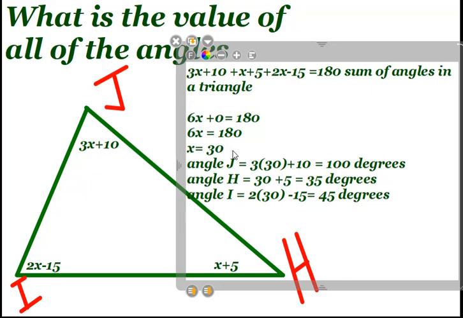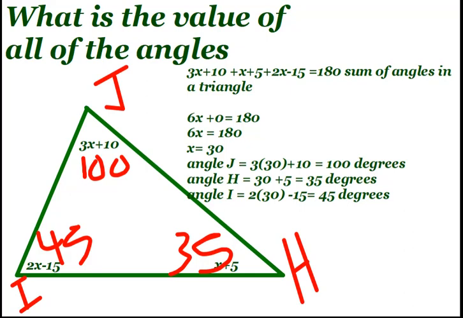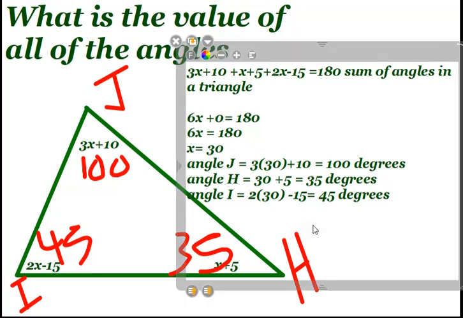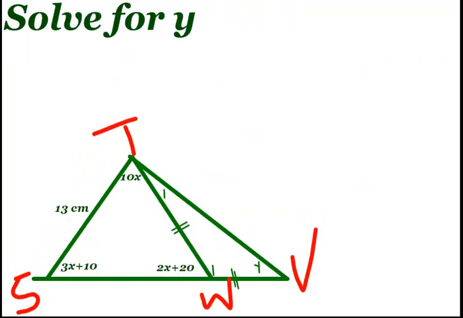So we add all the values we've got. We've just said that J is 100, angle H is 35, and angle I is 45. So let's quickly add them all together to see if we get the correct answer. So 100 plus 45 is 145, plus 35 is equal to 180. That means we are correct, and this sum is done because we have determined the values of all the angles in this triangle. So let's move on to the next question, and this is our last question.